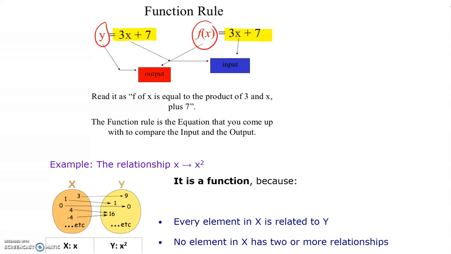Now, our input, what we're putting in, is going to be this x value. That's very, very important. So the x is the input. The y and the f of x will always be the outputs. And how would you read this one right here? Read it as f of x is equal to the product of 3 and x plus 7. So the key to this is f of x. That's how you read a function.